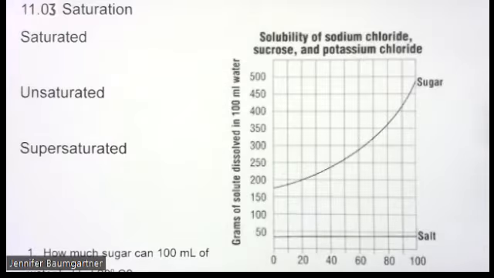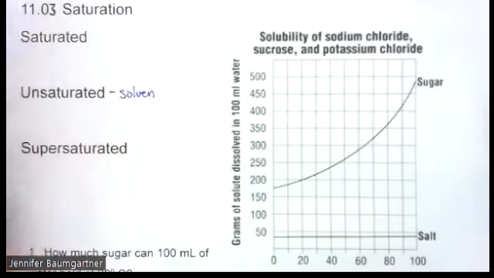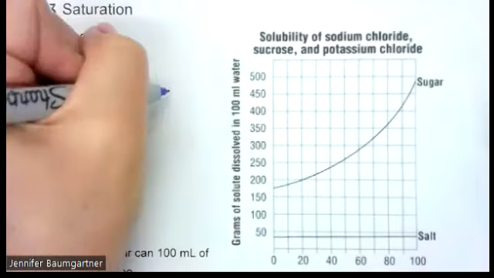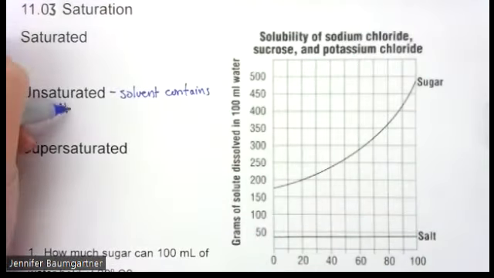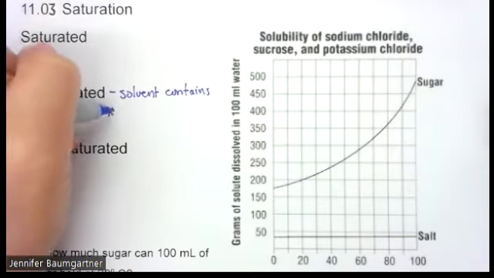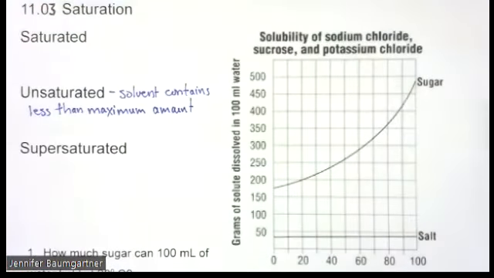Now, if I added half the sugar and I stirred, it would dissolve. It would go away. And I would be able to stir more sugar into that and it would still dissolve. That's the definition of an unsaturated solution. So in an unsaturated solution, the solvent contains less than the maximum amount.